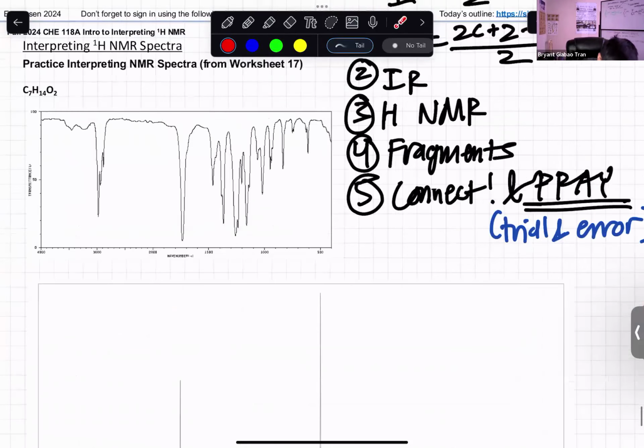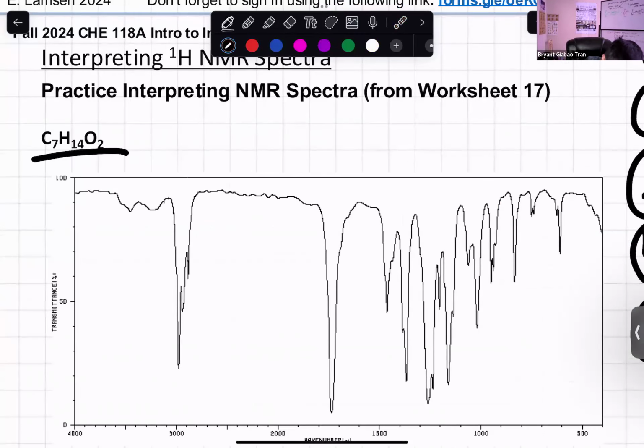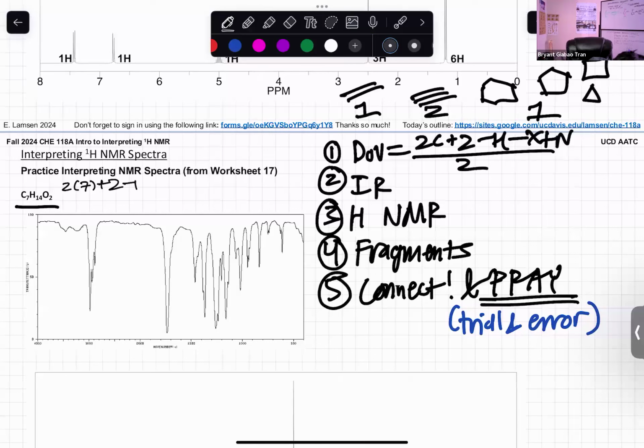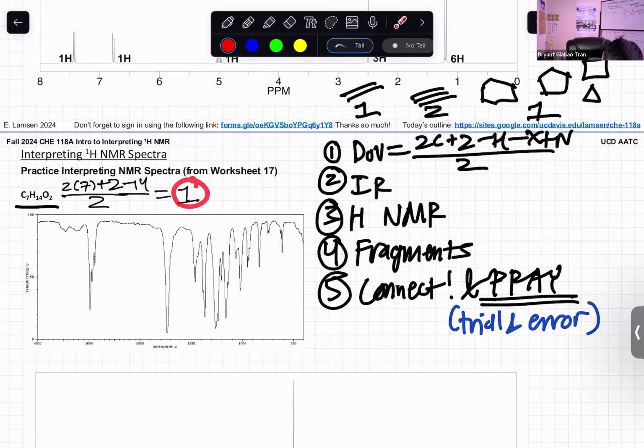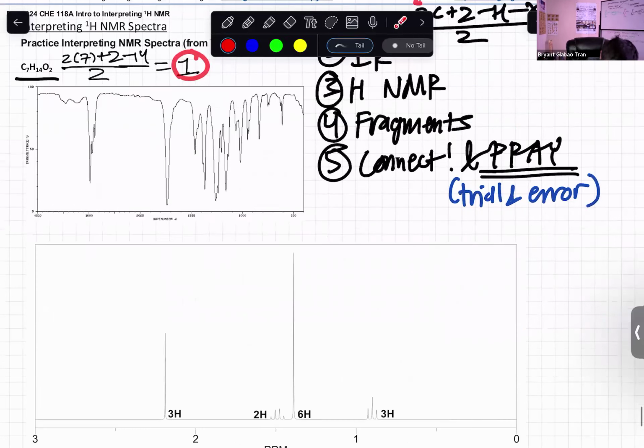Let's look at the chemical formula C7H4O2. If I were to calculate the degrees of unsaturation, that's going to be 2 times 7 plus 2 minus 4, oxygen is not included in the formula, all over 2. 2 times 7 is 14. 14 plus 2 is 16. 16 minus 4 is 2. 2 divided by 2 is 1. So we have 1 degree of unsaturation, meaning that we cannot have an alkyne because an alkyne has 2 degrees of unsaturation. We could either have an alkene or a ring.